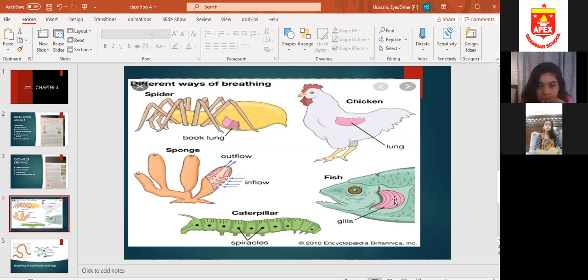Then what happens? Oxygen is dissolved by these blood vessels and the carbon dioxide is given out. यहाँ पर ऑक्सीजन डिसॉल्व हो जाएगा और कार्बन डाइऑक्साइड जो है वो रिलीज हो जाएगी. Yes Ibra?